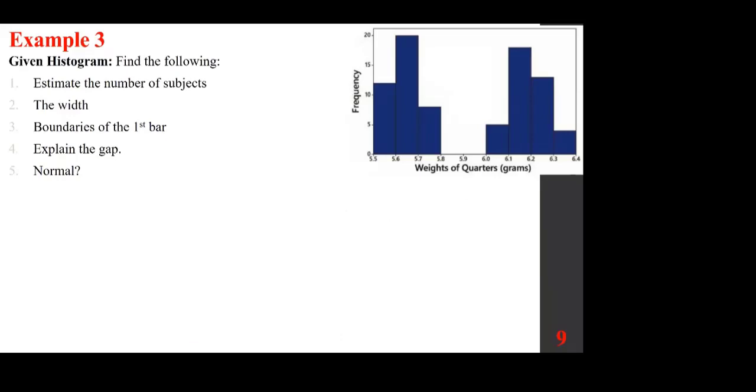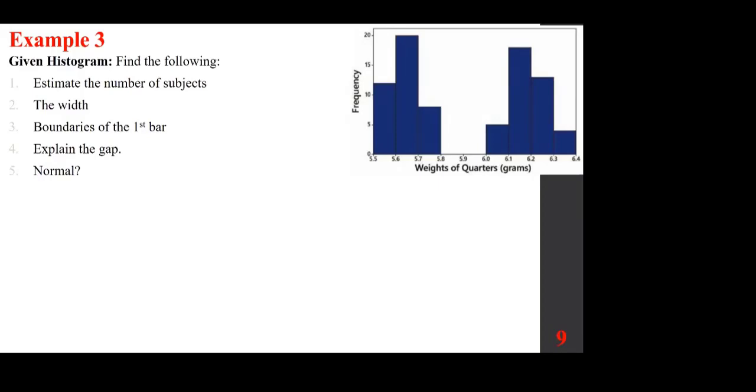Now what happens if the histogram is given? In this case, when we look at the bottom of the histogram, it says weights of the quarters in grams, and the top, the vertical axis, is the frequency with which it occurs. So use the histogram, and we want to find the following.